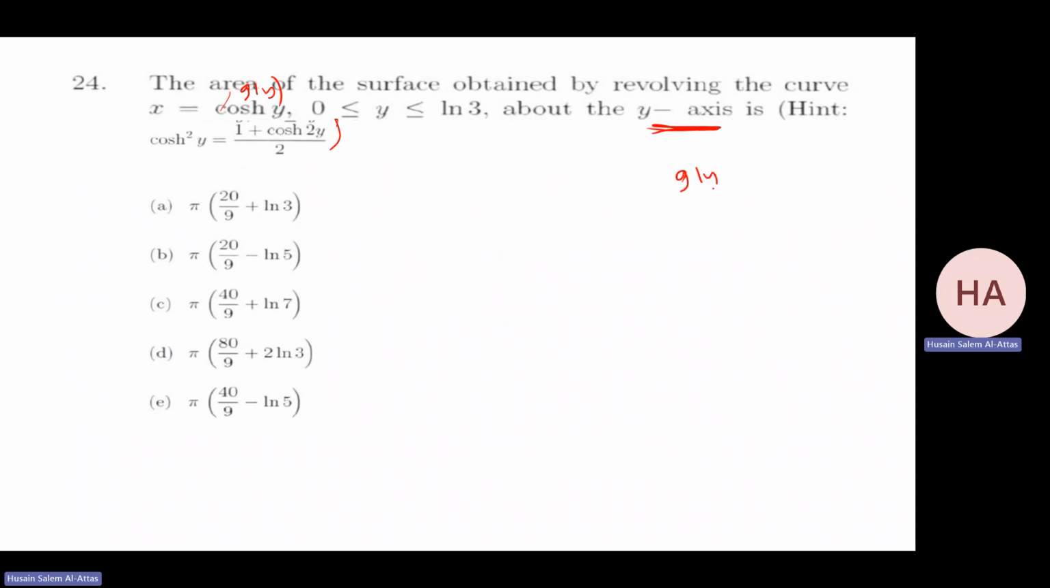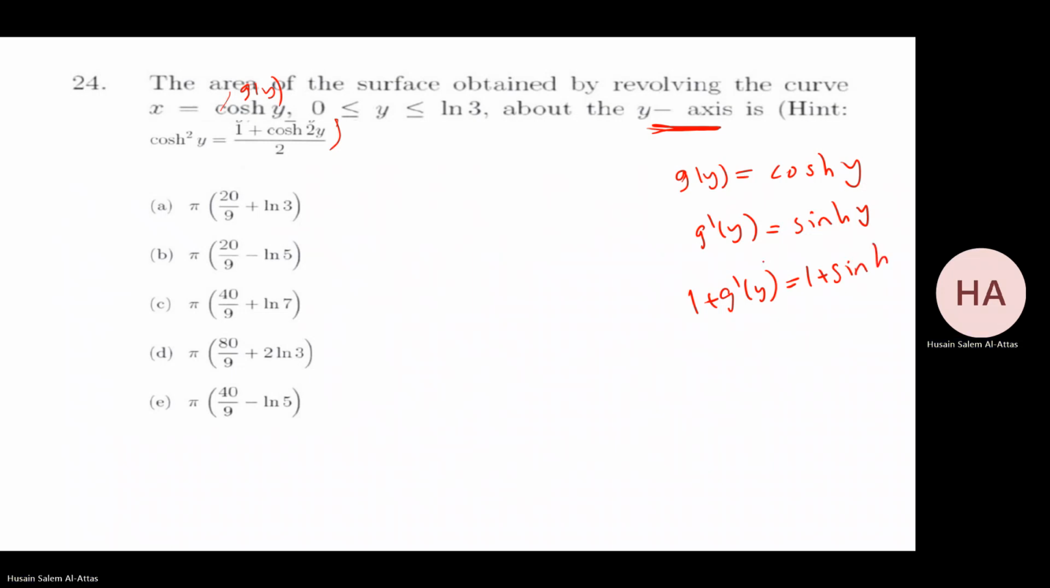I have g of y is cosine hyperbolic y. g prime of y will be sine hyperbolic y. So 1 plus g prime of y square will be 1 plus sine hyperbolic square y, and then 1 plus sine hyperbolic square will be cosine hyperbolic square. Now, S is what?